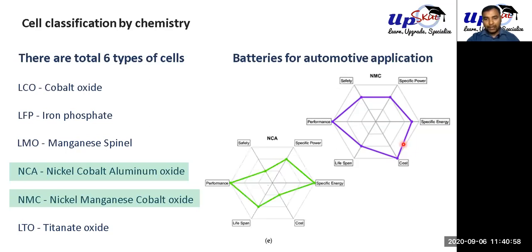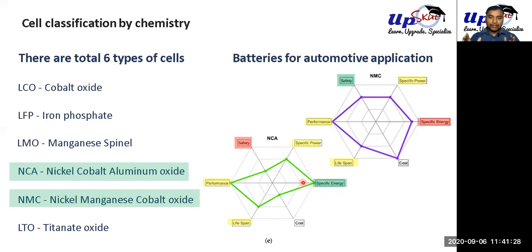Now we have the NCA battery. So the NCA battery is the Tesla battery, and the NMC battery is everyone else's battery, from BMW, Volkswagen, everybody uses the NMC battery. As you can see, the NMC battery has better safety, highlighted in green. But the NCA battery has better specific energy. That means it has more range.